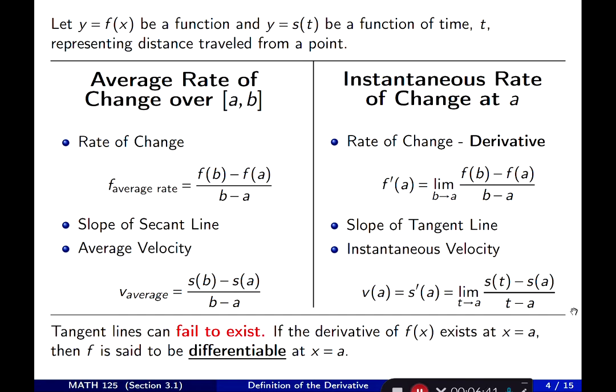Please notice that the tangent line can fail to exist. If the derivative of f of x exists at x equal to a, then f is said to be differentiable at x equal to a.